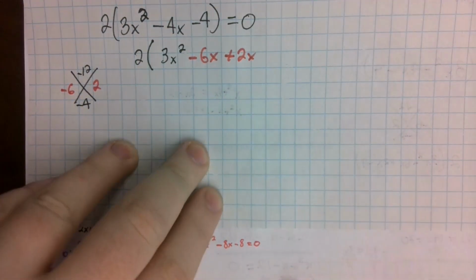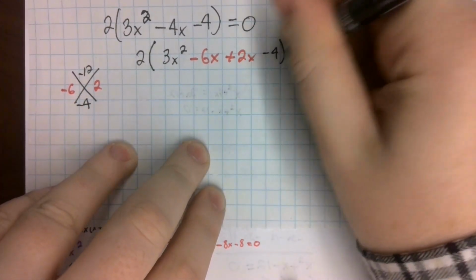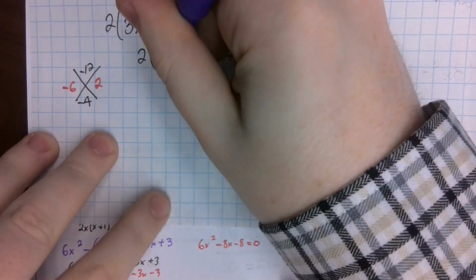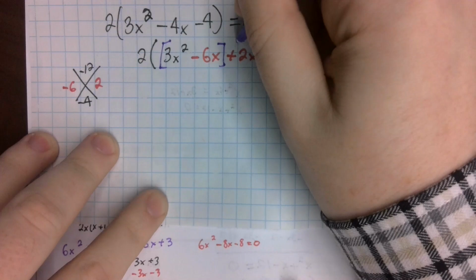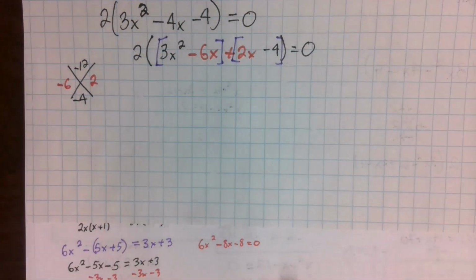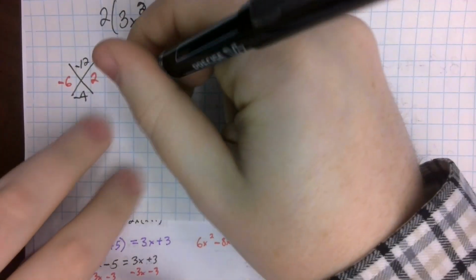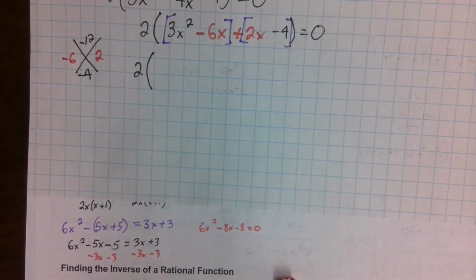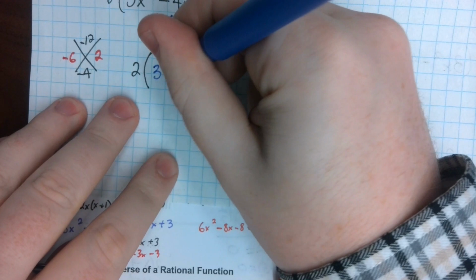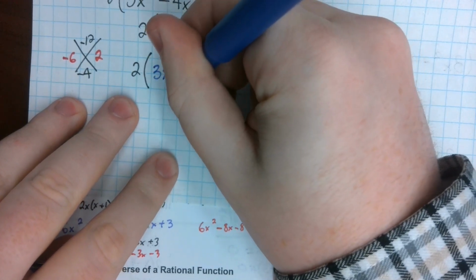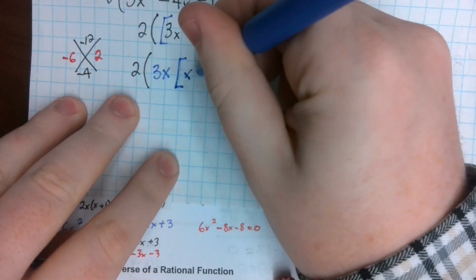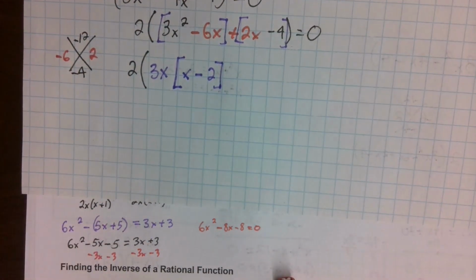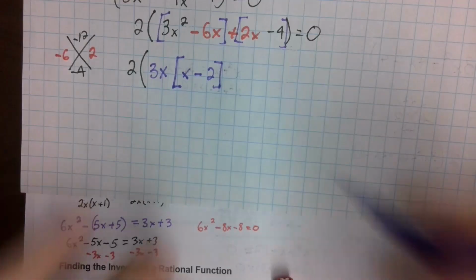From here, we know that we can factor this by grouping, so let's do it. We group our common terms, take out what's in common between them. So we can take out a 3x from both of these: 3x times x minus 2. And from these two, we can take out a 2. So we do plus 2 times x minus 2 equals 0.